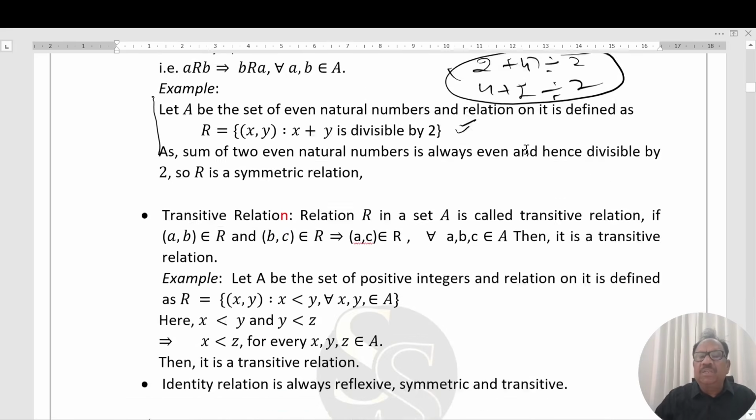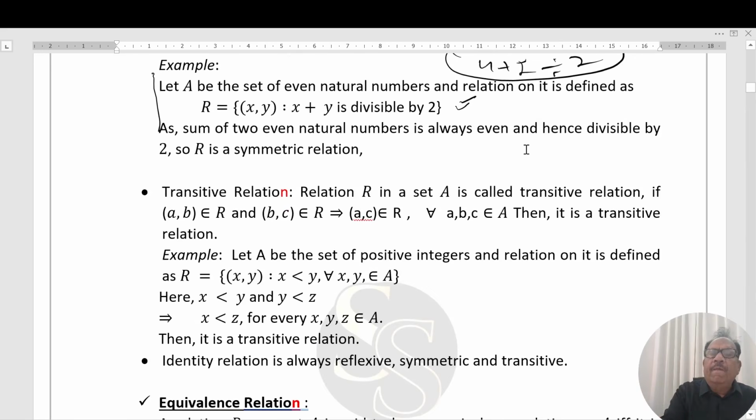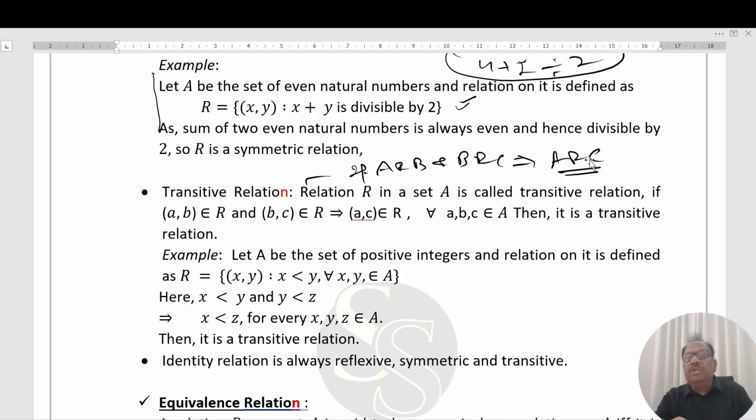Next is transitive relation. In a transitive relation, if ARB and BRC, then ARC. If this condition is satisfied, then the relation is a transitive relation.